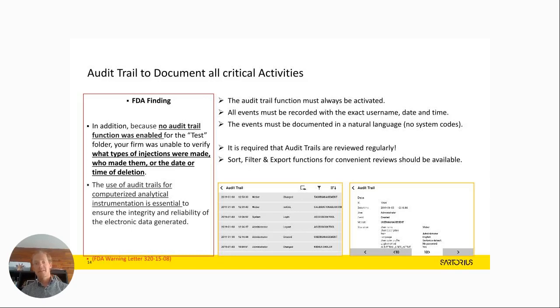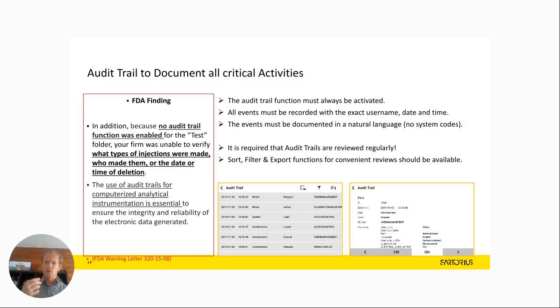The third example is about the audit trail. I mentioned it for the FDA findings that often the audit trail is something the FDA complains about or finds. And no audit trail function was enabled. Some balances have an audit trail function, but customers, or some people, are not activating it. And what types of injections were made, who made them, the date or the time or deletion. As I mentioned, the audit trail doesn't measure what you're weighing, it measures what you're doing on the instrument.